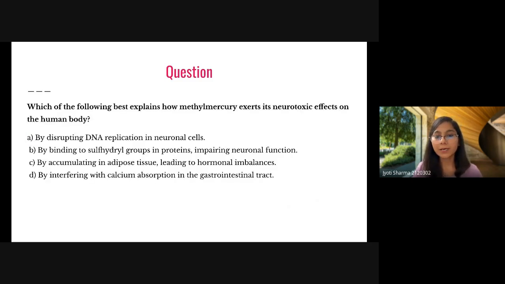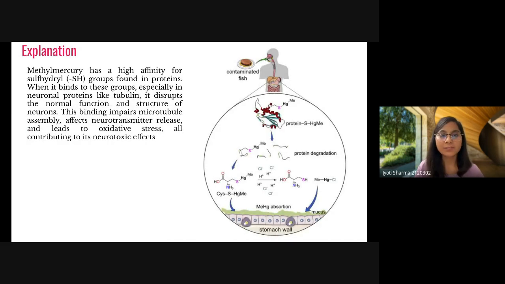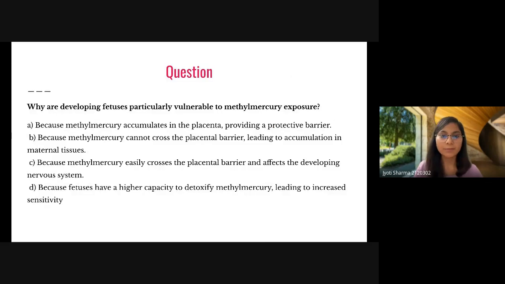There is another problem that we have, because we talked about methyl mercury being a very toxic form. Why is this toxic? Because that particular compound, methyl mercury, will bind to the SH bond that we have in protein, and this is how it can degrade the protein that we have in humans, and that's how it will impair the neurological function of the human. So B is the right answer. You can see the explanation here.